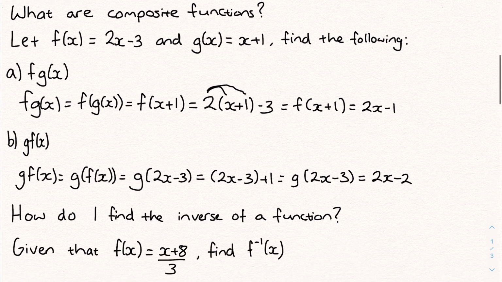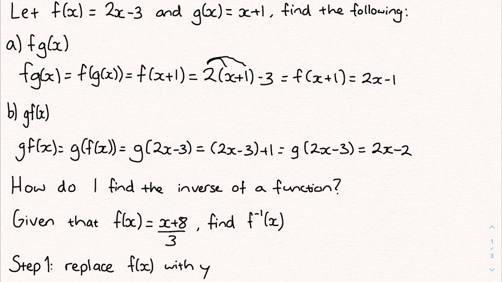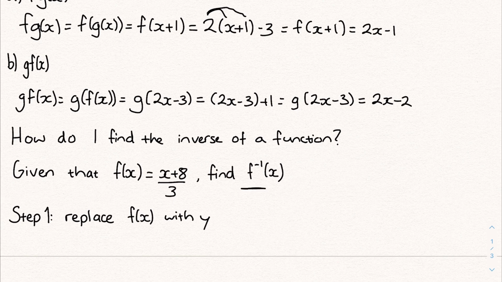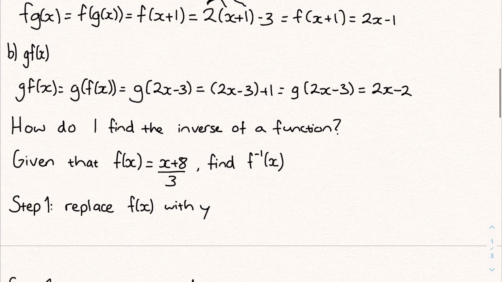So the last part we're going to look at is how we find the inverse of a function. The inverse of a function is basically a function acting in reverse. The inverse of a function is shown by this notation here, f to the power of minus 1 of x. And we've got a step-by-step process that we can use for any of these questions. So for this question here, we've been told, given that f(x) is equal to (x plus 8) over 3, find the inverse. So the first step we want to do is replace our f(x) with y.